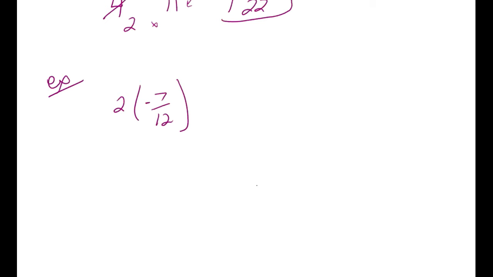Okay, what if we throw in something like 2 times -7/12? Well, now we have a negative and what appears to be not a fraction in our number 2. But I could make 2 a fraction simply by putting it over 1. 2 divided by 1 is 2, so that would work. And now I could rewrite this as 2/1 times -7/12.